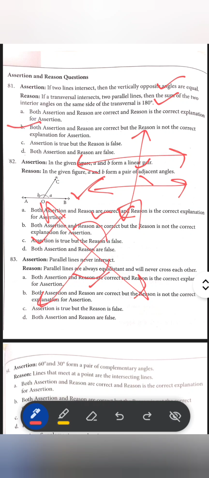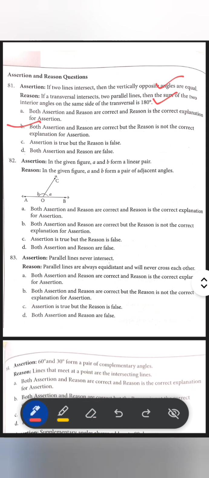Okay. Number 82. In the given figure, A and B form a linear pair. Yes, that is correct. Next, in the given figure, A and B are a pair of adjacent angles. Yes, that is also correct. But this is the pair of adjacent angles which form the linear pair. Both are correct, and this one is the reason, yes, because their sum is 180 degrees. So option A is the correct answer.